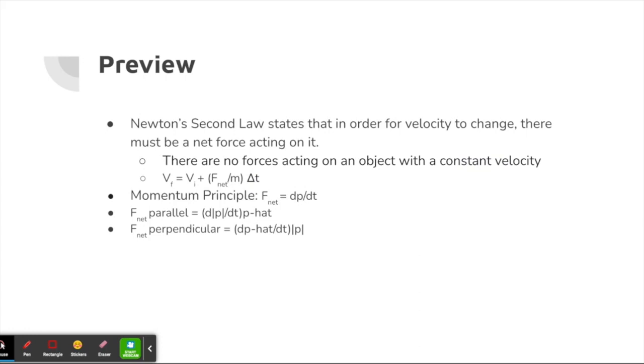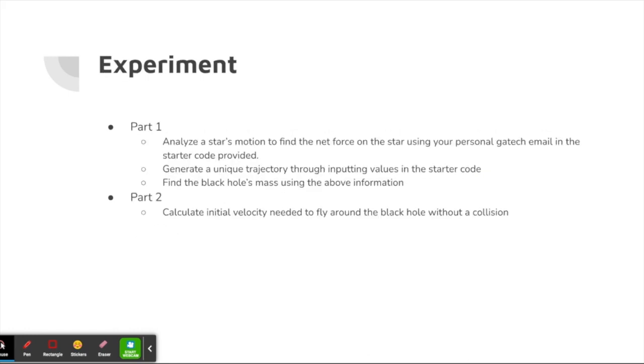This formula can be split up into two components to then find F net parallel and F net perpendicular. In this experiment, it was split into two parts. The first being to find the black hole's mass. We started with analyzing a star's motion to find the net force on the star using our personal GOTEC email in the starter code provided.